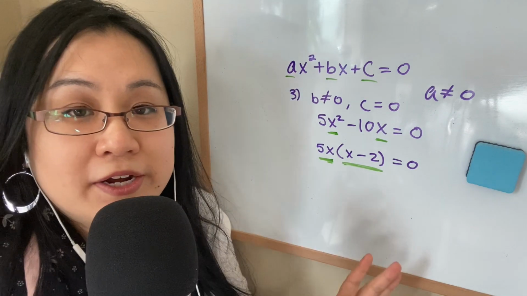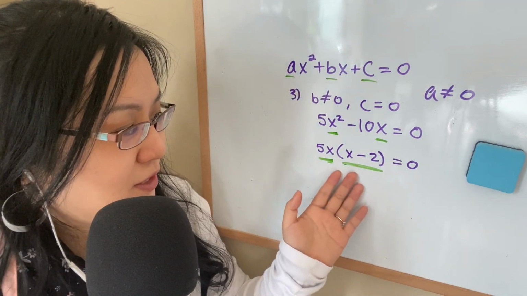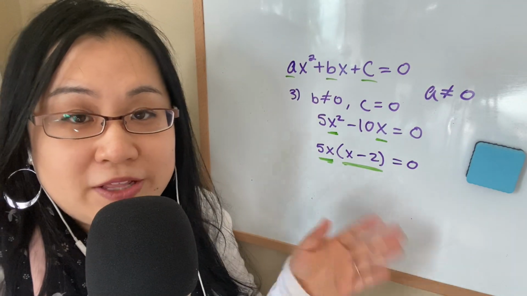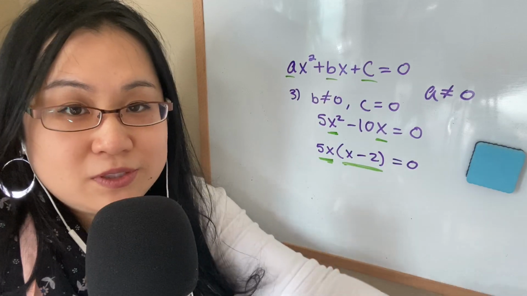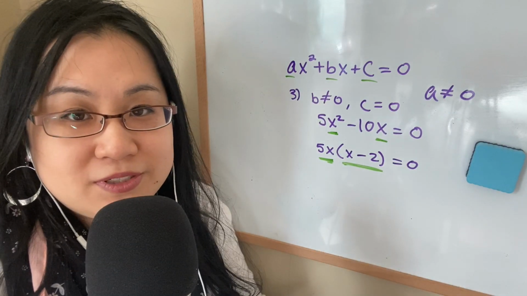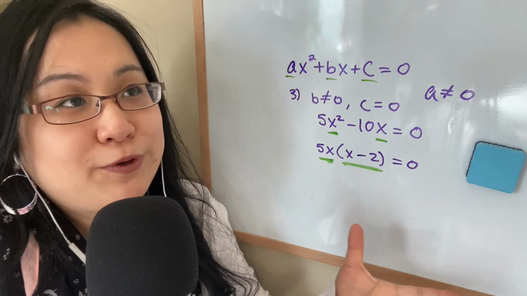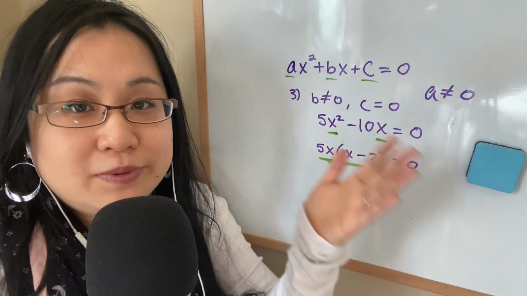But at least one. Why is that? Because if you don't have either part be 0, there's no way that the product equals 0. The only way for something times something to equal 0 is for at least one of them to be 0, because 0 times 2 is 0, 0 times 5 is 0, but if you have 3 times 7, there's no way that's ever going to be 0.